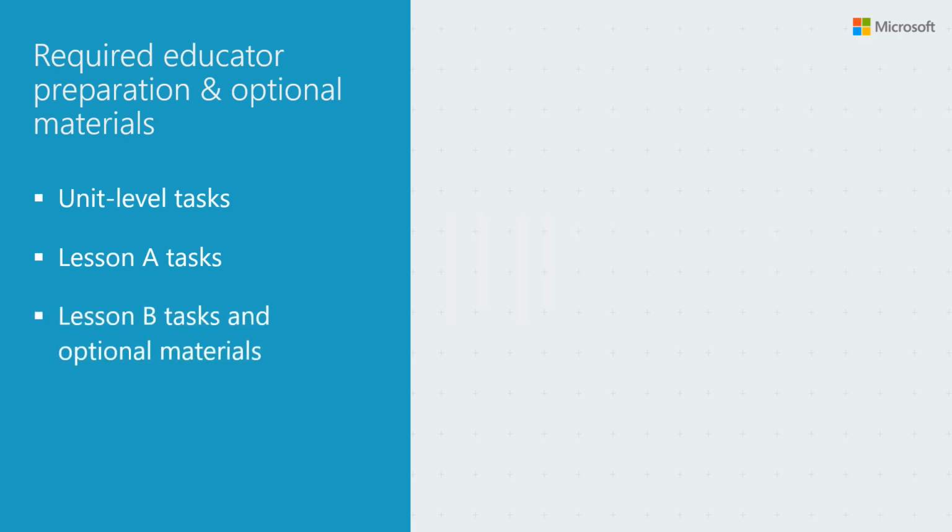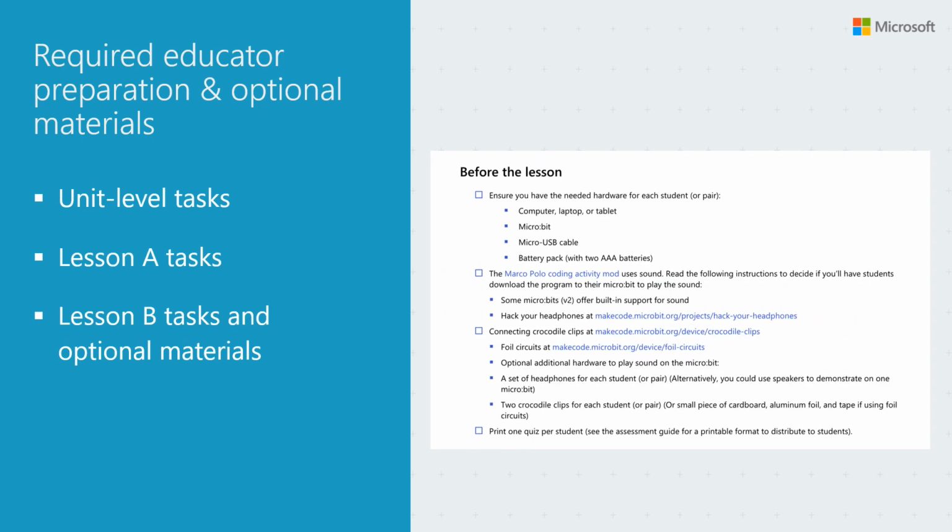Now, for lesson B, there is a mod option for the Marco Polo coding activity that uses sound. Microbit versions 2 and beyond have a built-in speaker. But if you have the original microbits, then we provide the links to the tutorials to connect headphones to the microbit again for easy reference. If you decide to do that modification with your students, and it's a lot of fun, you'll want to have some additional materials for sound available if you've got the original microbits.